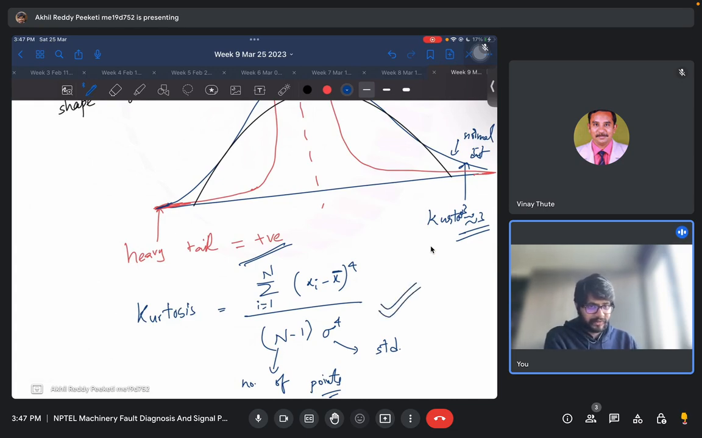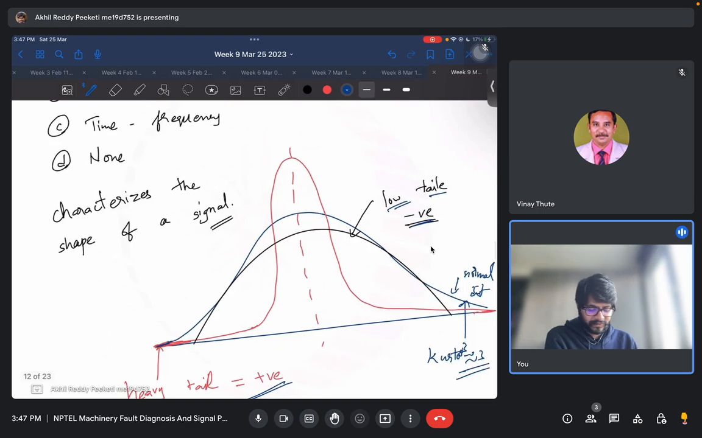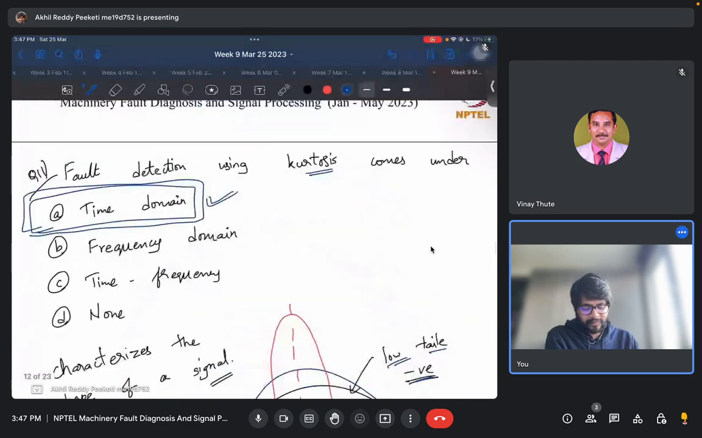And since we are looking at the shape of a graph or the shape of a signal, it is actually a time domain fault detection technique. You are looking at the shape of the signal which you have obtained with time and then saying if there is a fault or not.